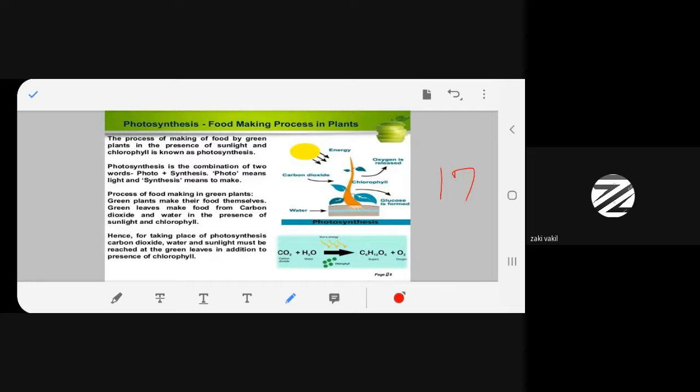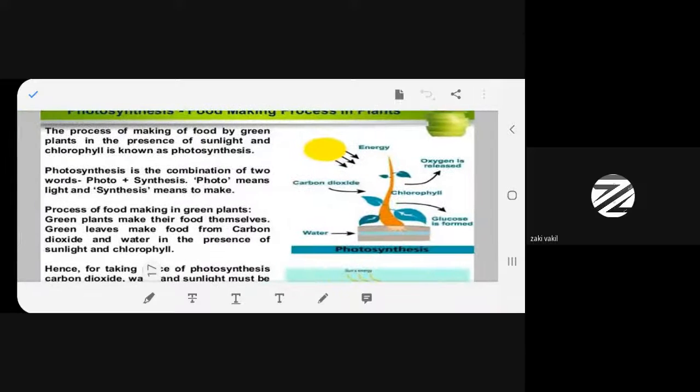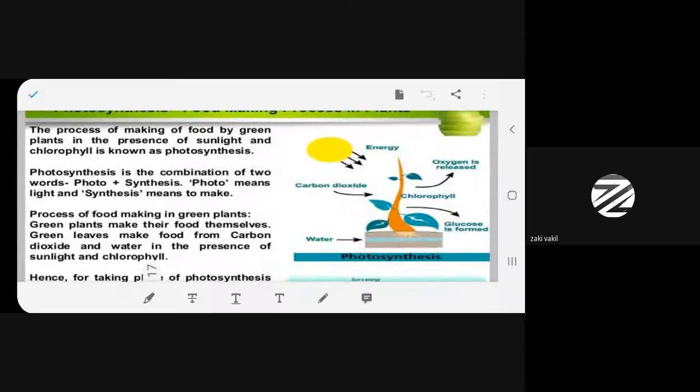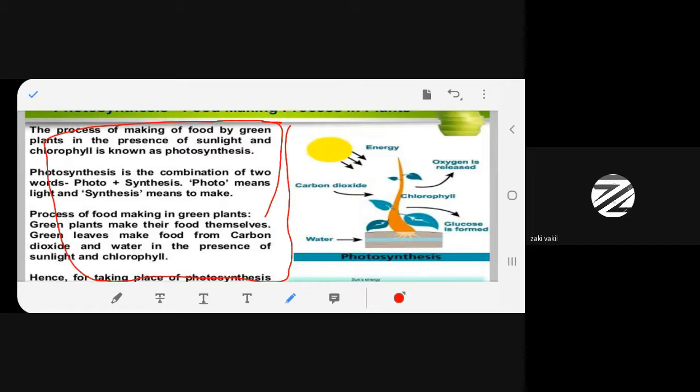Ma'am, everything is clear. Yes, beta? Ma'am, the slide 17 full, the process of making, we have to write this also. Yes, full you have to write. The photosynthetic process you have to write. And the process of making food by green plants, yes, everything. All this write-up also you have to write. You have to draw the diagram also, and you have to write down the equation also. The complete slide you have to write.